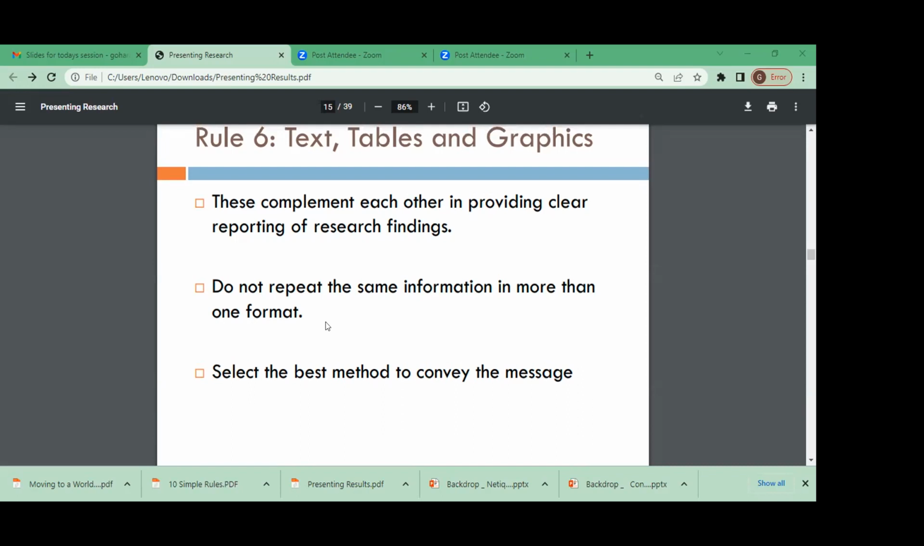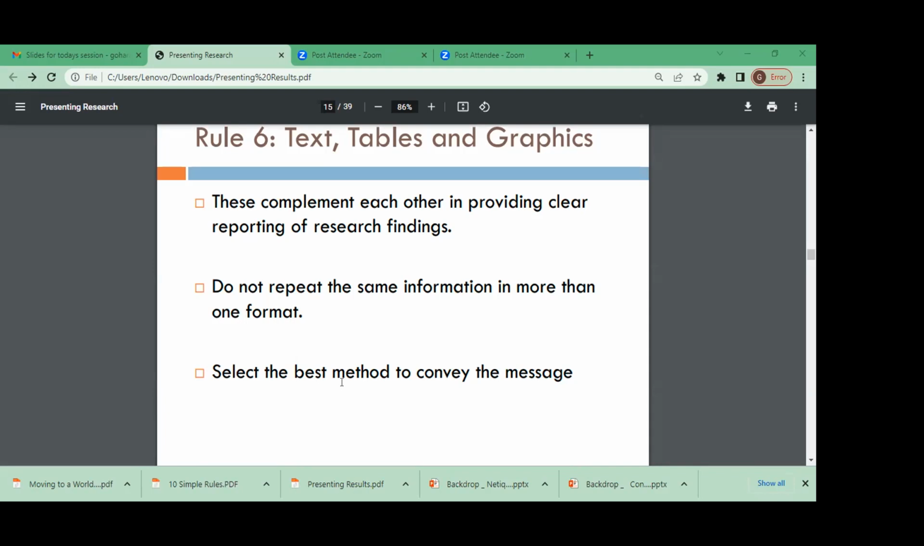But keep that in mind. Something that is reported in the text may not require being reported in the tables and the graphs. So don't repeat the same information in more than one format. If you have reported it in the table, don't report it in the graphics unless that is something coming from your primary hypothesis. The results from the primary hypothesis may or may not be reported in all 3 formats, but anything other than the primary research question, the primary hypothesis, should be reported in one of these formats.